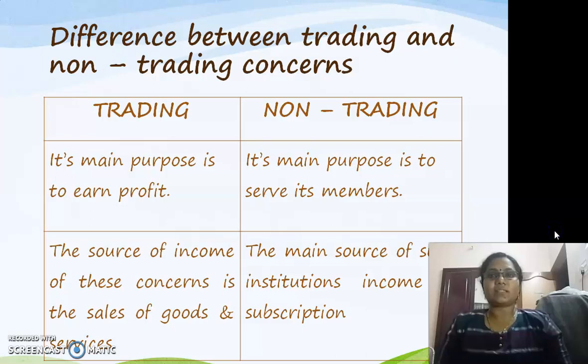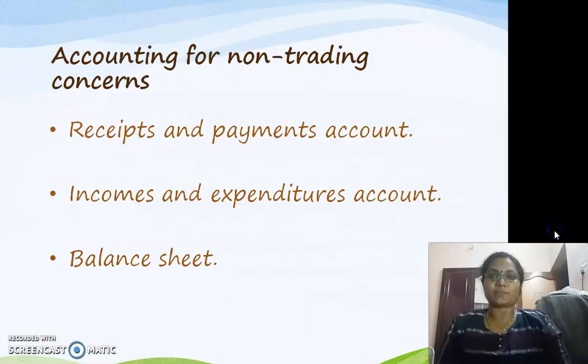Next, we are going to see the difference between trading concern and non-trading concern. The main purpose of trading concern is to earn profit, but the main purpose of non-trading concern is to provide services. The second main difference is that the source of income for the trading concern is through the sale of goods and services. But in the non-trading concern, the source of income is only through subscriptions and donations.